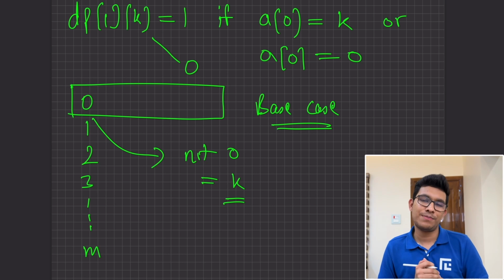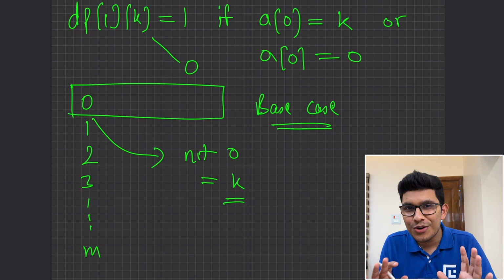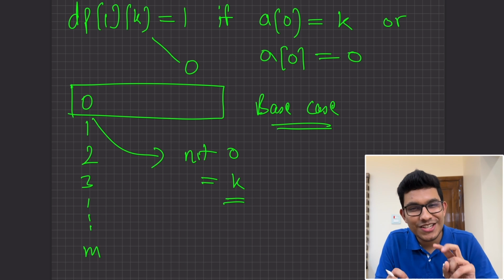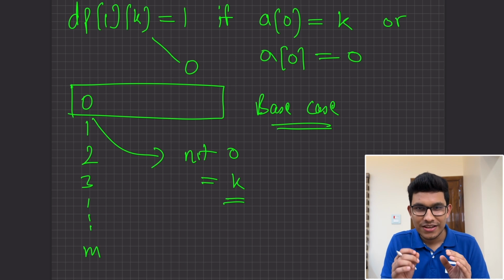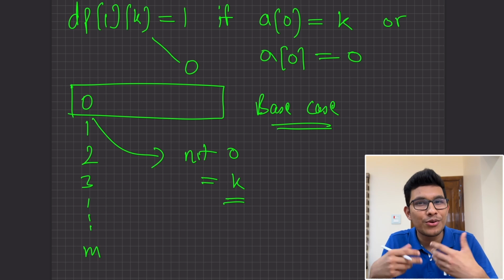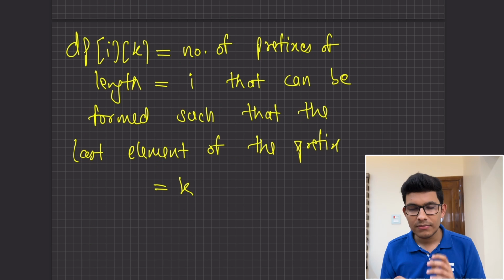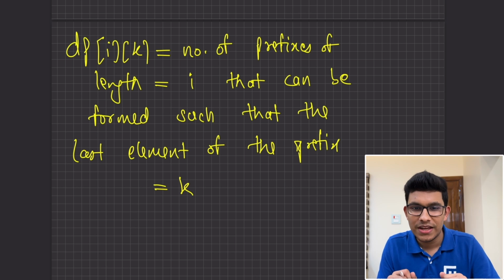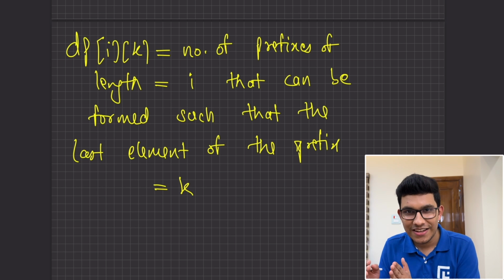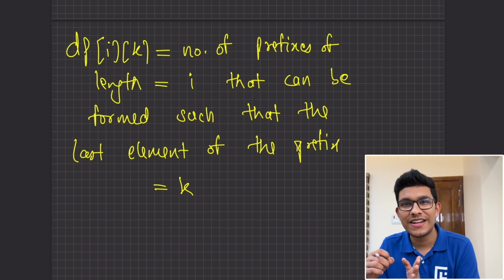What is going to be the final subproblem? Whenever you want to find out the final subproblem, there are just two things that you need to look at. First, how did you define your state? What did you write in your state? And secondly, what is being asked in the problem statement? Now our state here is pretty simple: number of prefixes of length i such that the last element is equal to k.